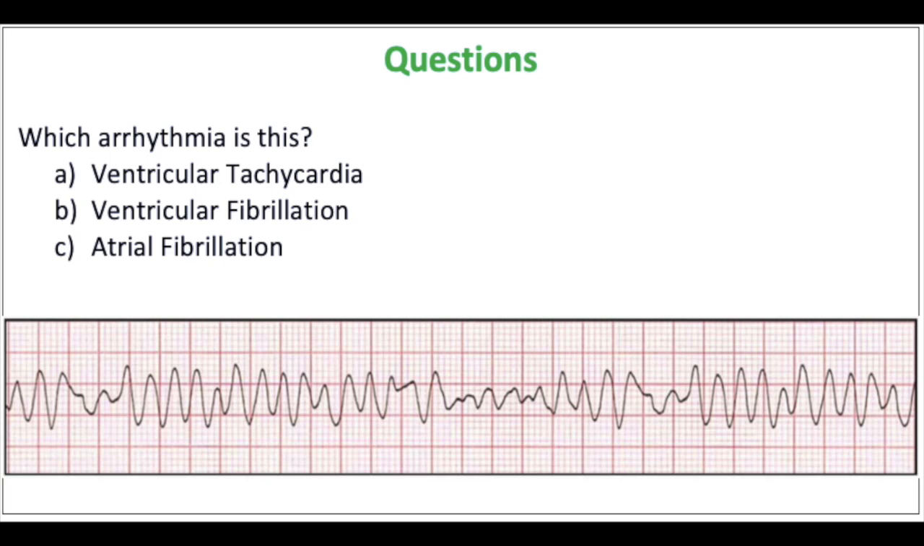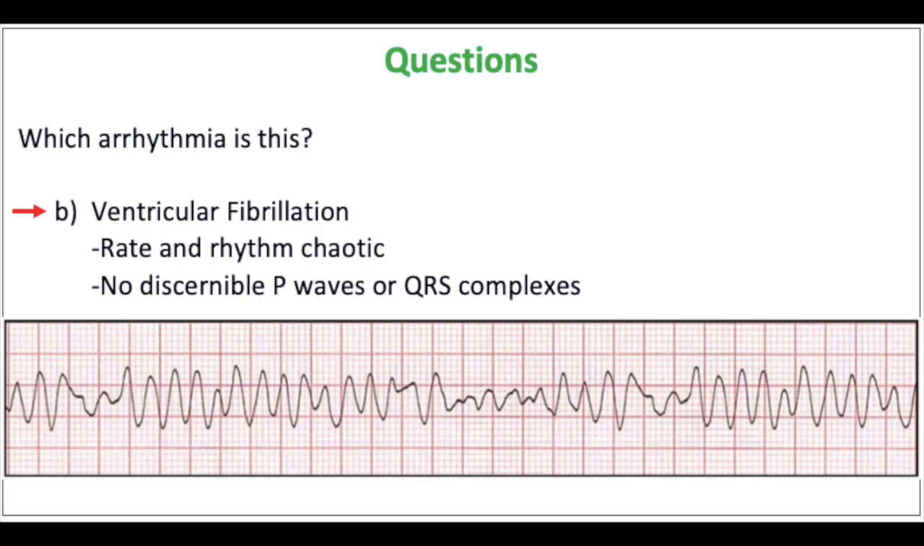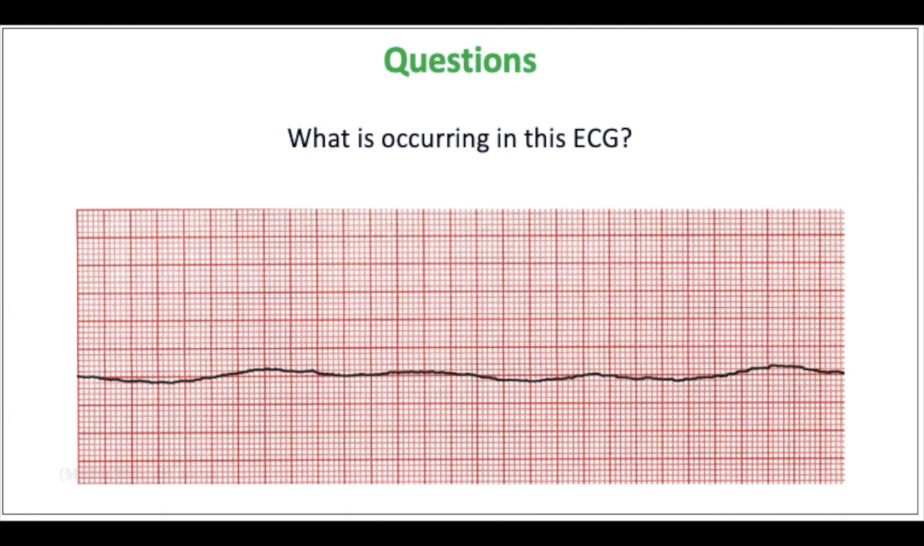Here we have an example ECG. Out of the three options, identify which arrhythmia this is and justify your answer. The answer is B, ventricular fibrillation, where the rate and rhythm is chaotic and there are no discernible P waves or QRS complexes.